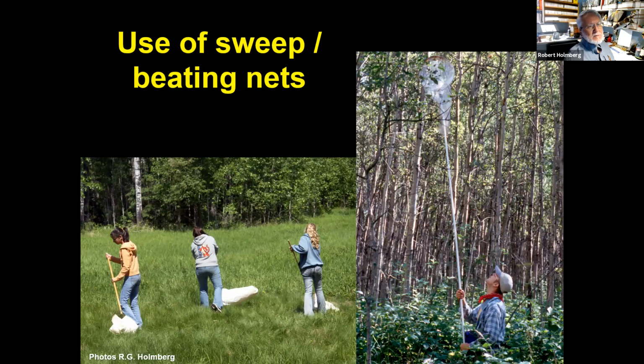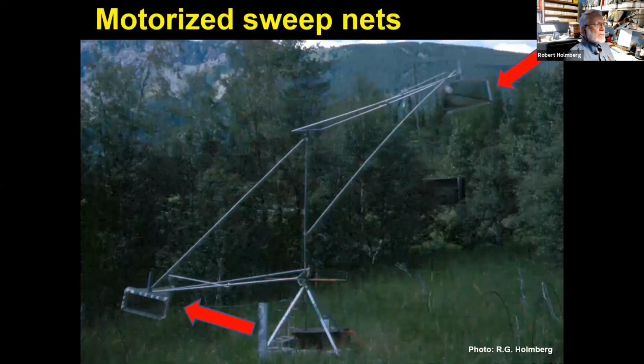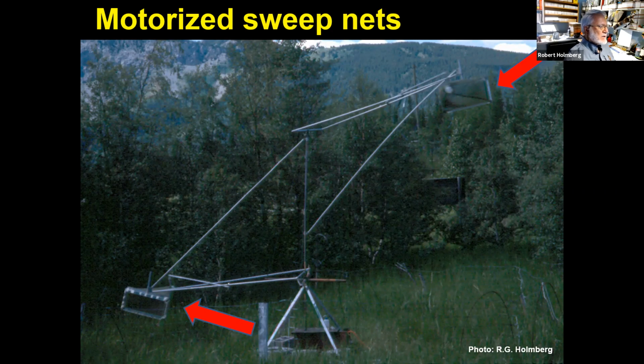And you can add extensions to such nets and get insects that are high up in the canopy. And this is a motorized sweep net, so it's collecting insects at different heights, just rotating around and collecting them, and then you can see again which insects are flying when and at what height.